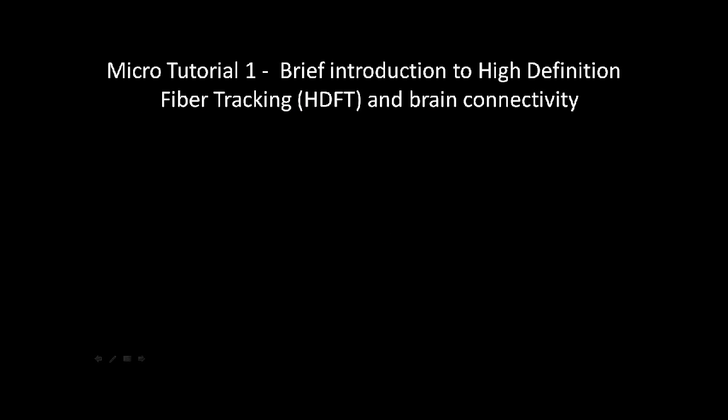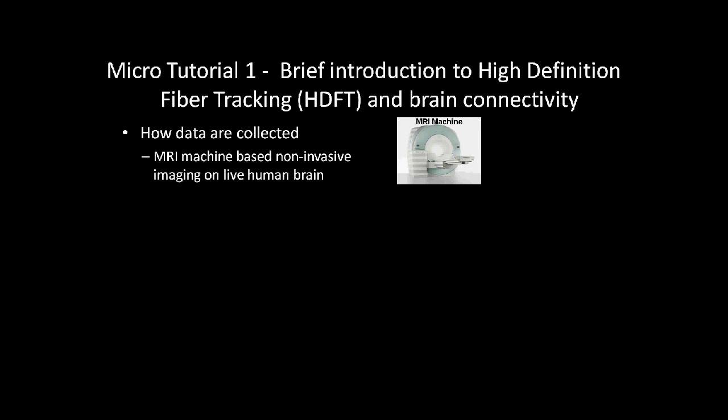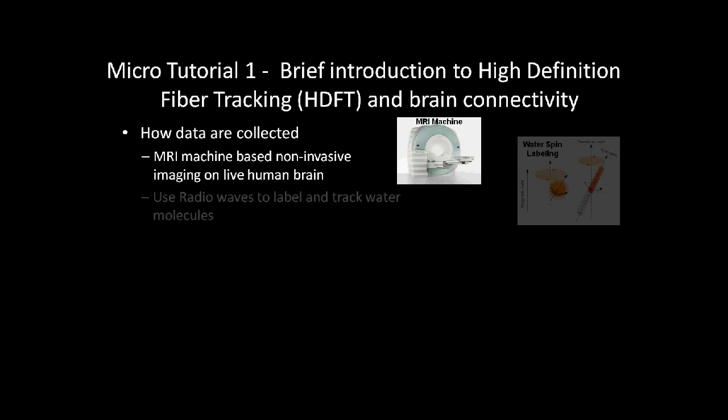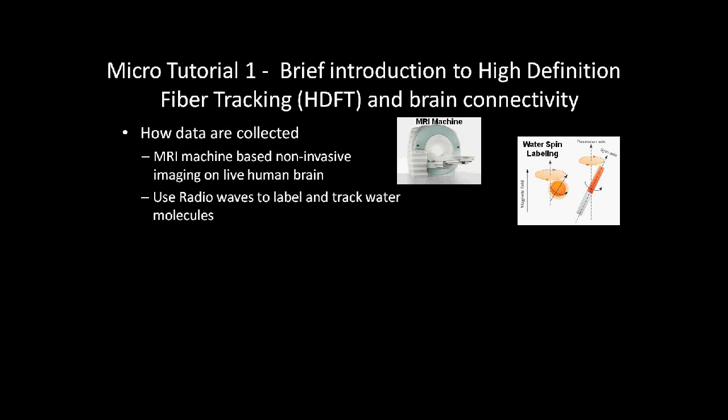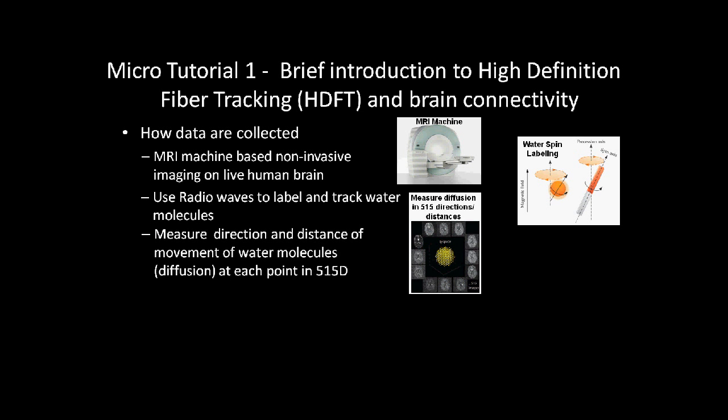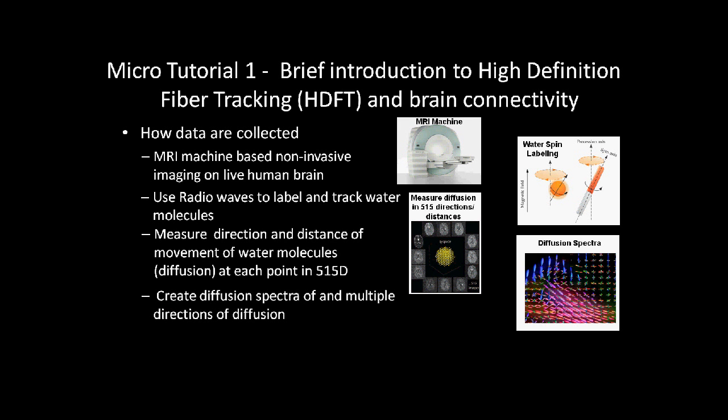So let's start with a brief introduction to high definition fiber tracking. What we do in high definition fiber tracking is we use an MRI machine. We collect, in essence, the spin of water molecules and use that data to plot the diffusion. We plot that diffusion in 515 directions for different lengths of diffusion and different directions within that set. Based on that, we then create a diffusion spectra at each location in the brain. What are the directions that we have molecules diffusing?